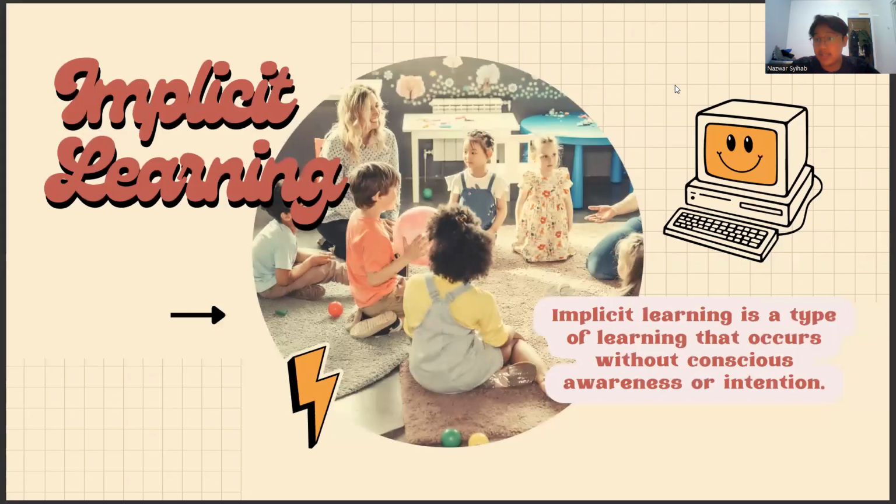So the first one is implicit learning. So what is implicit learning? Implicit learning is a type of learning that occurs without conscious awareness or intention. Okay, so from this simple definition of implicit learning, we can know that implicit learning is a learning type that we as a teacher do not directly teach them language, but the language teaching is implicit in the activity. The example can be like storytelling.